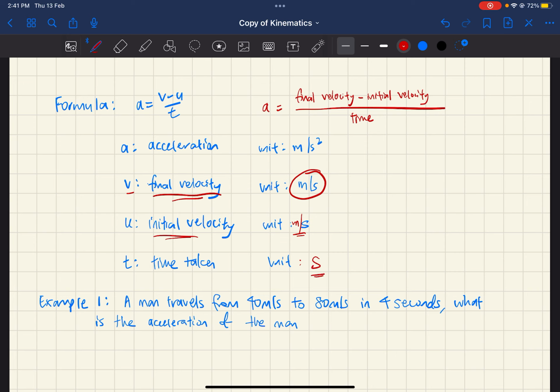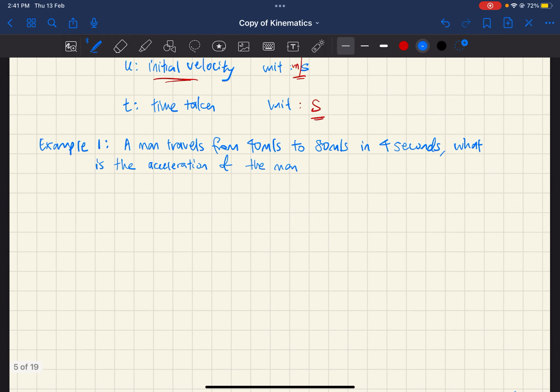So make sure when you are including your final and your initial velocity, if there is a direction change, then you need to include your positive or negative sign as well. I'll get into what that means later on. So this one over here: a man travels from 40 meters per second to 80 meters per second in 4 seconds. What is the acceleration of this man? This one is very easy. He has an initial velocity of 40 meters per second and a final velocity of 80 meters per second, and the time taken will be 4 seconds.